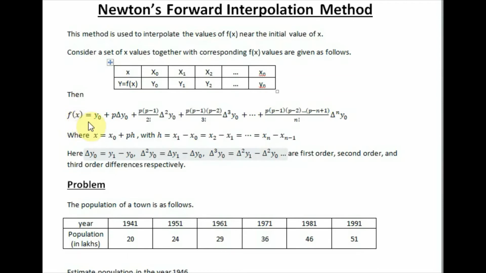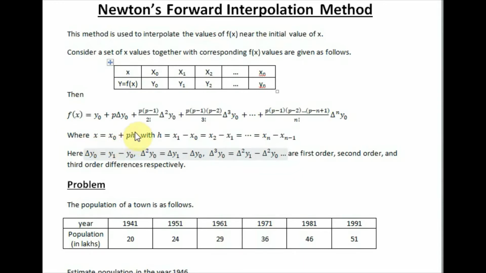f(x) equal to y0 plus p into delta y0 plus p(p minus 1) by 2 factorial into delta square y0 plus p(p minus 1)(p minus 2) divided by 3 factorial into delta cube y0 plus etc., plus p(p minus 1)(p minus 2) etc. (p minus n plus 1) divided by n factorial into delta raised to n y0. Here x is x0 plus ph.